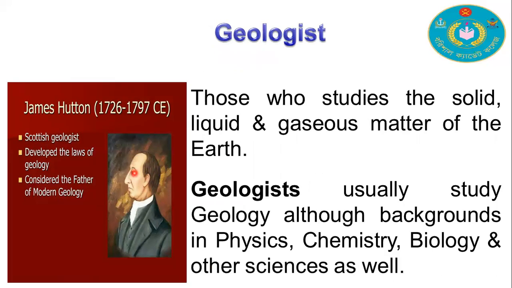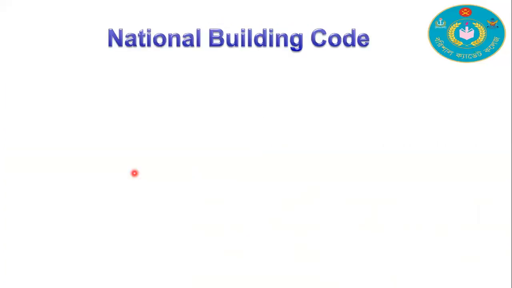If we want to define who the geologists are, those persons who study the solid, liquid, and gaseous matter of the earth are called geologists. Generally, geologists study geology, with backgrounds in physics, chemistry, biology, and other sciences as well. That means geology is a combination of these sciences: physics, chemistry, biology, and some other earth-related sciences. The scientists who study geology are called geologists.